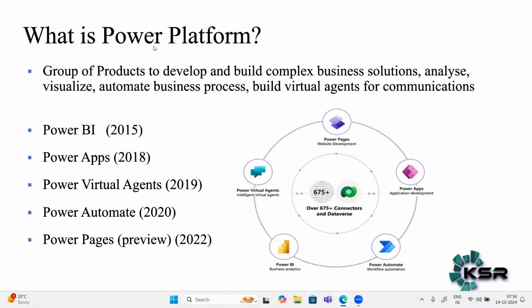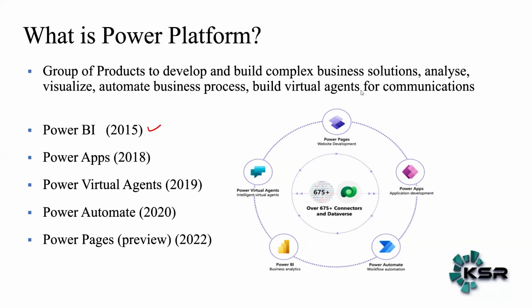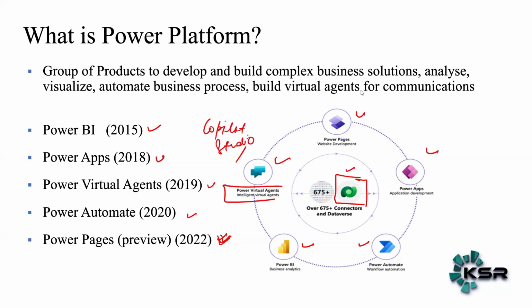Here you can see what is Power Platform. This is a group of products to develop and build complex business solutions, analyze, visualize, automate business processes, and build virtual agents for communication. Power BI is the oldest product in the bucket. It was launched in 2015, then Power Apps in 2018, then Power Virtual Agents, then Power Automate, and this is the baby product of Power Platform, Power Pages. This is the Dataverse symbol. This is the Power Pages symbol. This is the Power Apps symbol, Power Automate symbol, Power BI, and Power Virtual Agents. This is now called Copilot Studio. We have kept this old naming convention here because most of you must have already heard this name somewhere, so that you are able to relate.